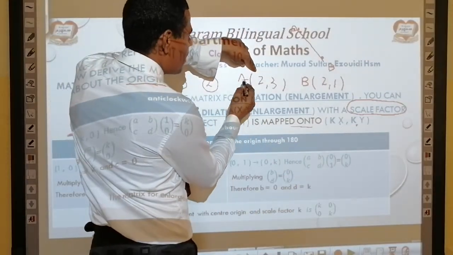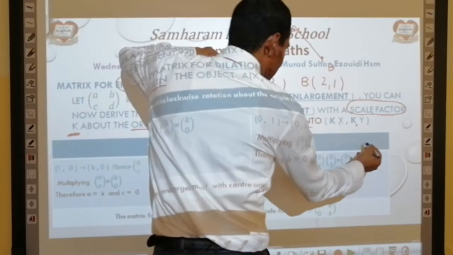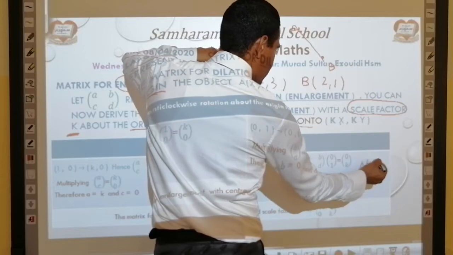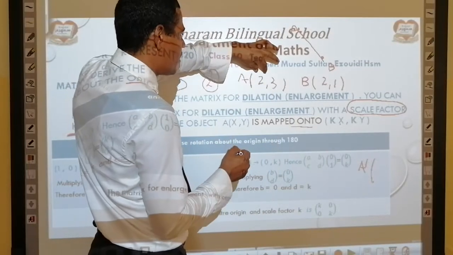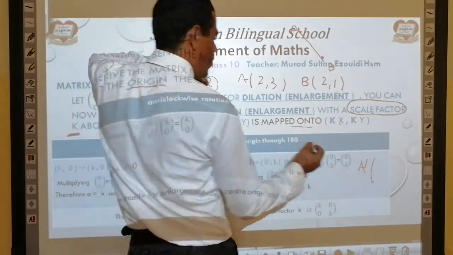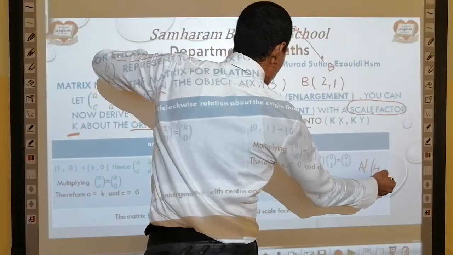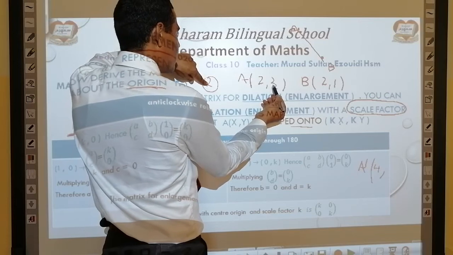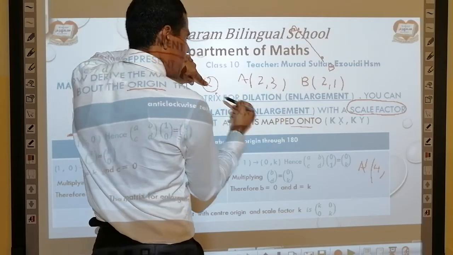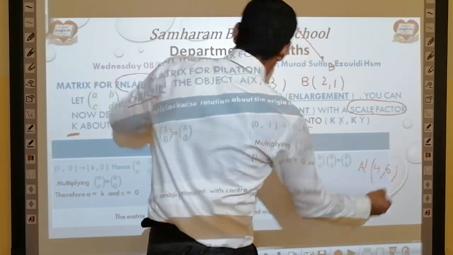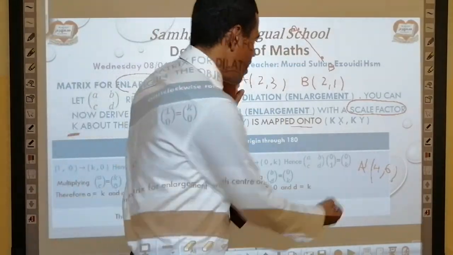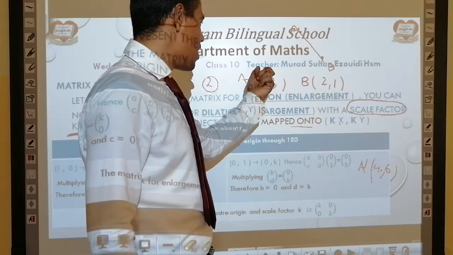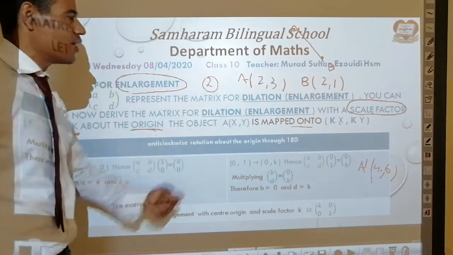This one will be what? A prime, I will just write it here. A prime, for example, I will multiply the x coordinate by 2, it will be 4. Then y prime, I will multiply 3 by the scale factor, it will be 6. So the image of A is A prime (4, 6). I will multiply the x and y coordinates by the scale factor.